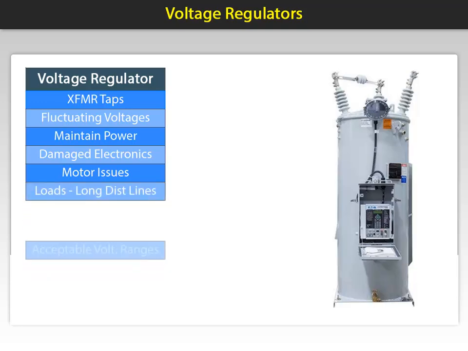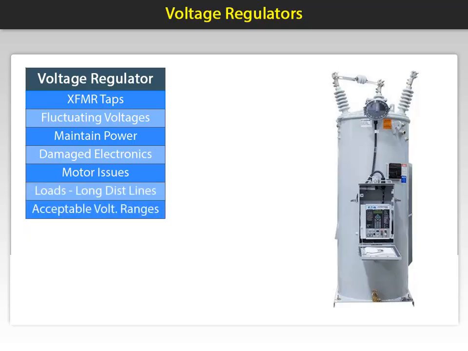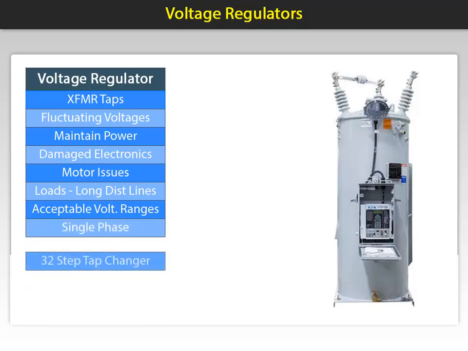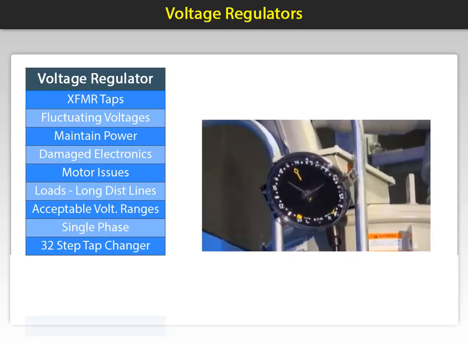Voltage regulators enable utilities to maintain voltage levels within acceptable ranges, giving customers the assurance that electrical equipment will operate properly. Voltage regulators are supplied as single-phase and provide a 32-step tap changer, which in turn allows for a total regulation of plus or minus 10% of system voltage. Steps are displayed on an indicator shown here.